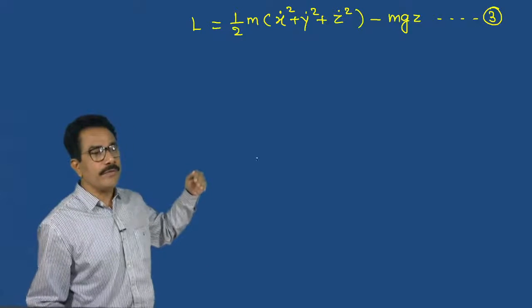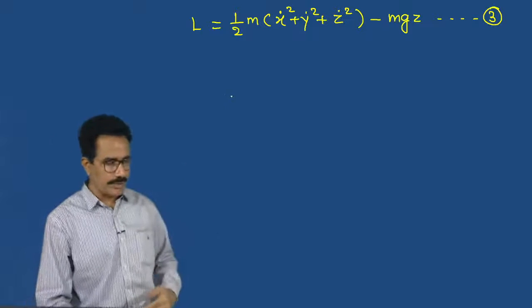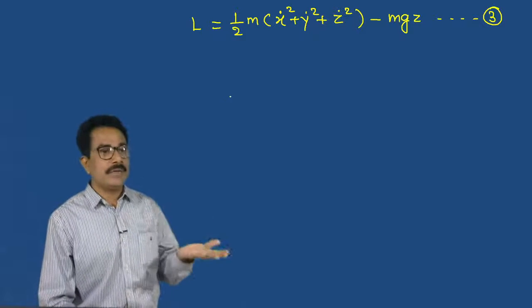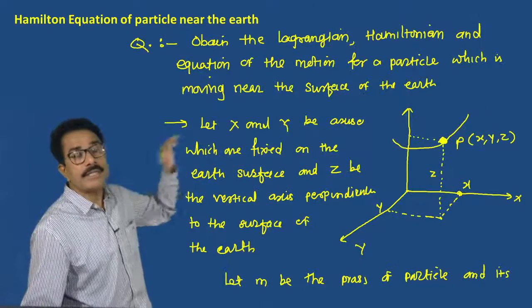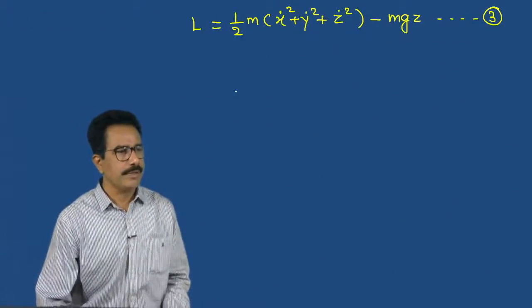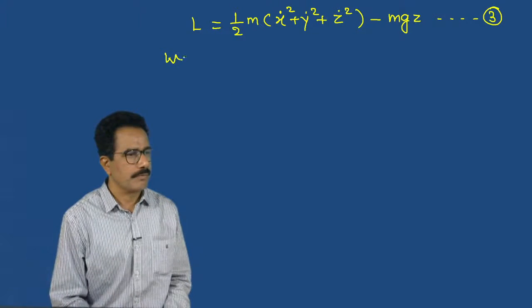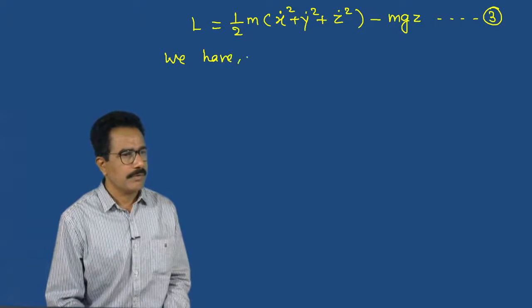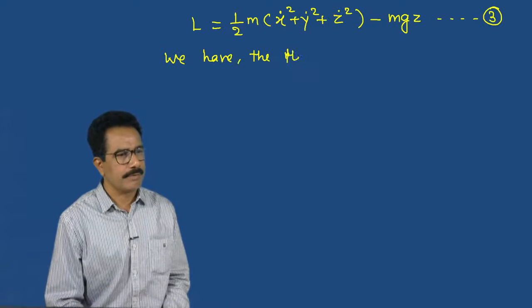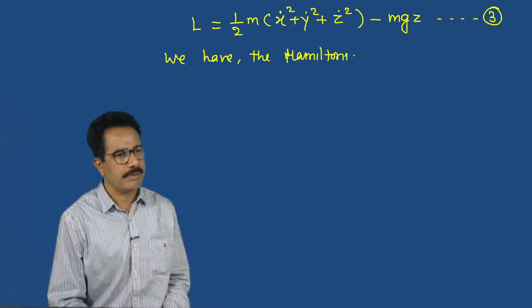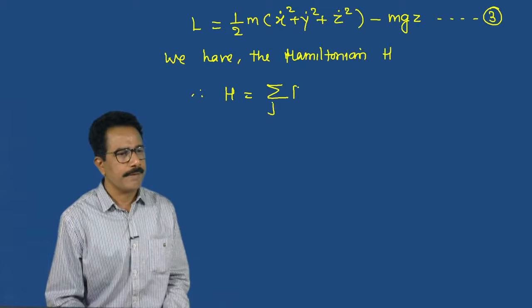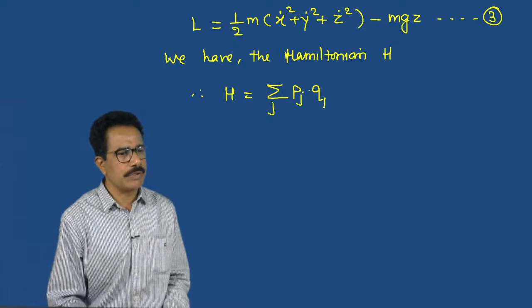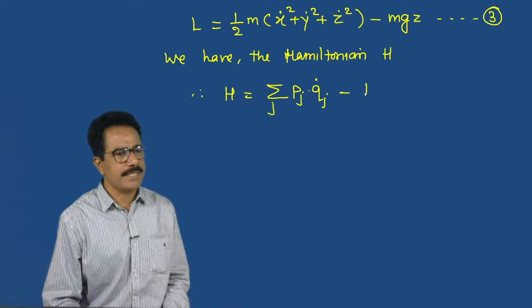Now actually we have to find out the Hamiltonian equation of motion for a particle which is moving near the earth's surface. So we have the Hamiltonian H such that H is equal to the summation over j of Pj into Qj dot minus L.